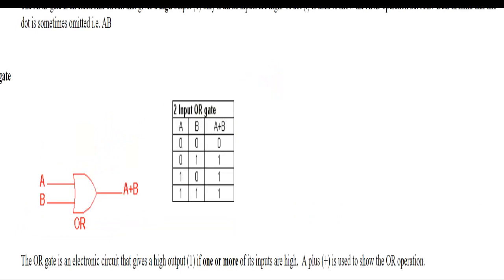And in the OR gate, if one of the inputs is 1, the other may be 0. In the AND, if one of the inputs is 0, the output is going to be 0. In the OR gate, if at least one of the inputs is 1, the output is going to be 1. And if both are 1, output is 1. Only when both of the inputs are 0, the output is 0.